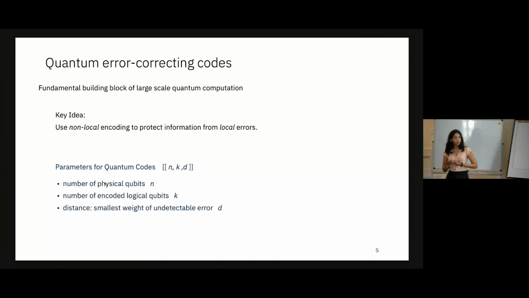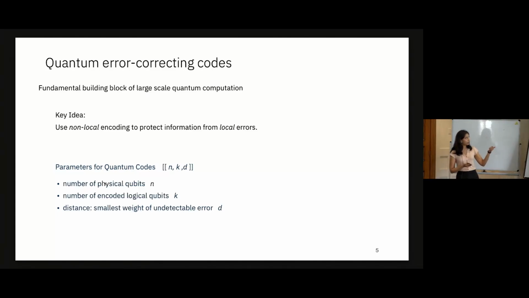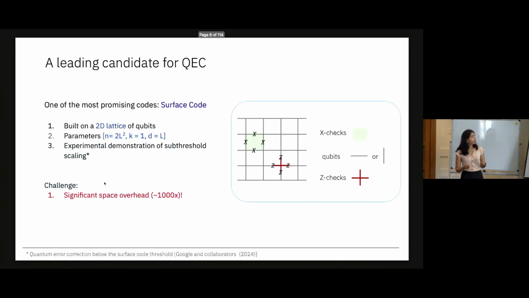Quantum error correcting codes are parameterized by these three main numbers, n being the size of your code block. It's the number of physical qubits you use. K is the number of encoded logical qubits. And D is the amount of error correcting power your code has. So that's the weight of the smallest undetectable error in your code.